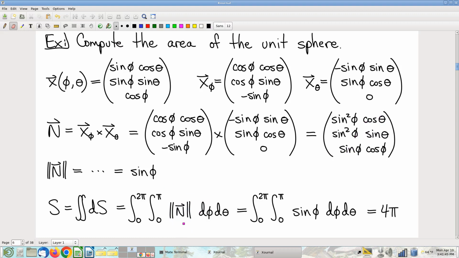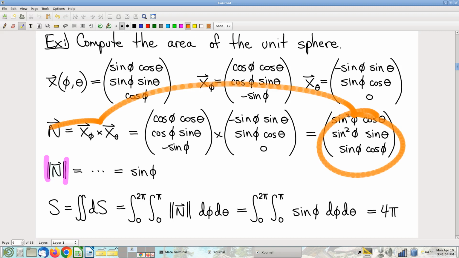And then you need to take the magnitude of this capital N vector that we just computed. And this is another calculation that everybody should do once in their lives. It's a good application, by the way, of the Pythagorean identity. If I remember correctly, the Pythagorean identity comes up at least 3 times.